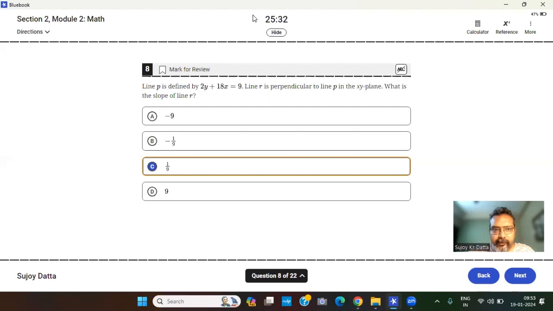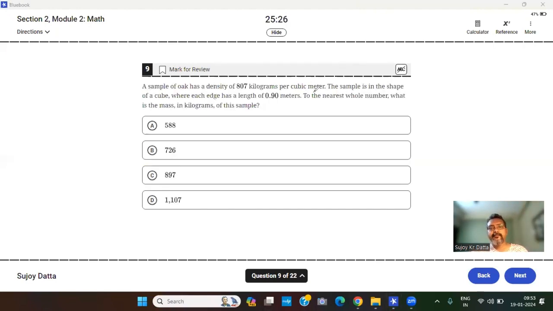Next. A sample oak has density of 807 kilograms per cubic meter. The sample is in the shape of a cube. Each edge has a length of 0.9 meters. So to the nearest whole number, what is the mass of this sample? That means this has a volume of 0.9 cubed, meter cubed. So 9 squared is 81. 9 cubed is 729. So it would be 0.729 meter cubed.